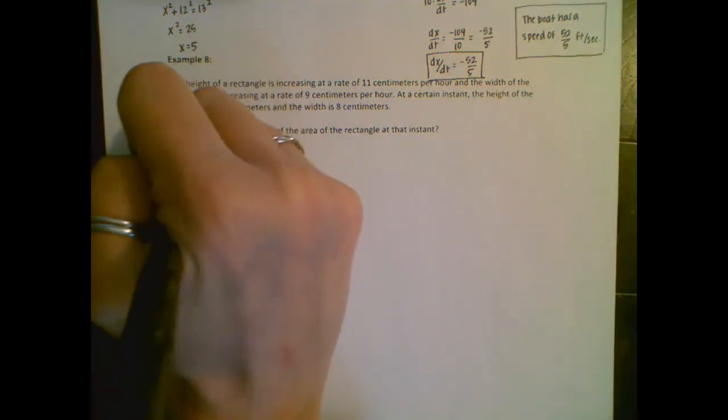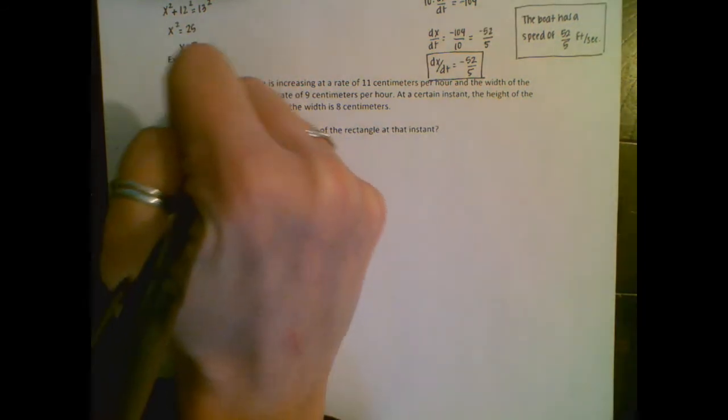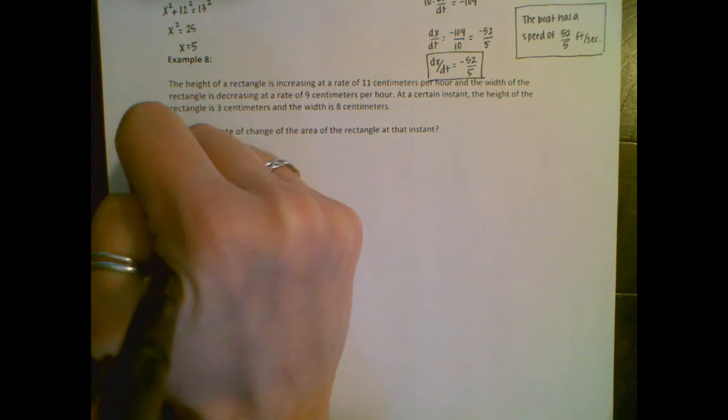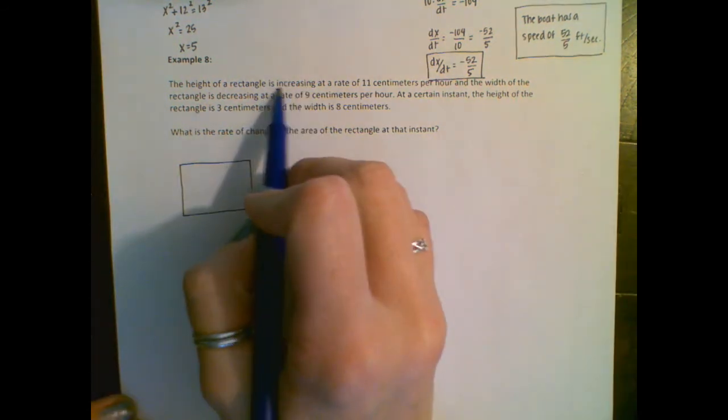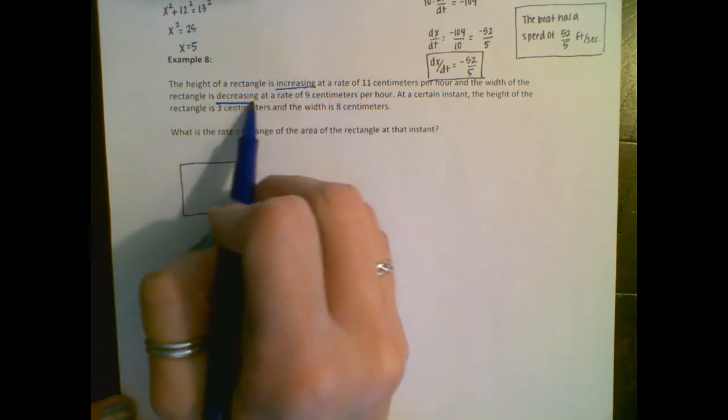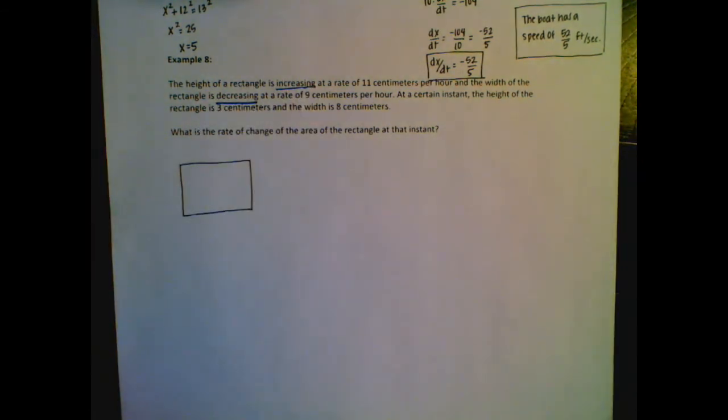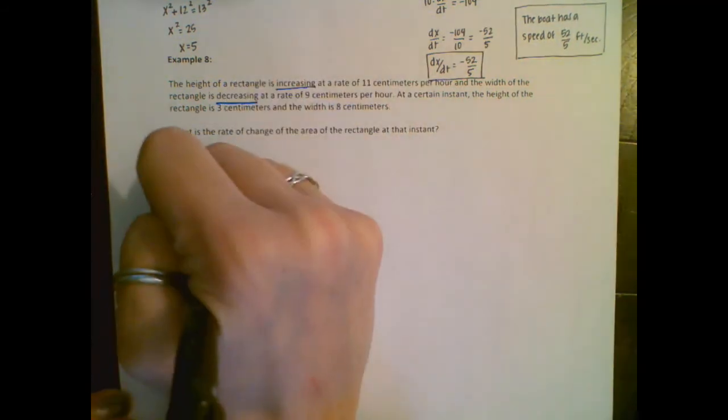So we'll do one more that has to do with a rectangle. So a height of a rectangle is increasing. Okay, so at this time, I'm going to make myself a diagram here. So here's my rectangle. The height of a rectangle is increasing at a rate of 11 centimeters per hour, and the width of the rectangle is decreasing at a rate of 9 centimeters per hour. So here we actually have two different rates. One's increasing, one's decreasing. So I'm going to label one of my sides as my height. I'm going to label the other one as a width.